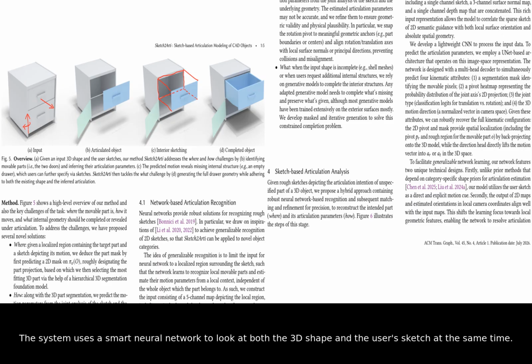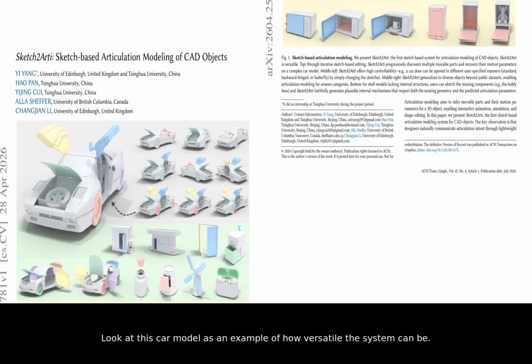The system uses a smart neural network to look at both the 3D shape and the user's sketch at the same time. It can identify exactly which part of the object should be moving, such as a microwave door or a car trunk. It also predicts whether that part should rotate around a hinge or slide along a straight line. Look at this car model as an example of how versatile the system can be.